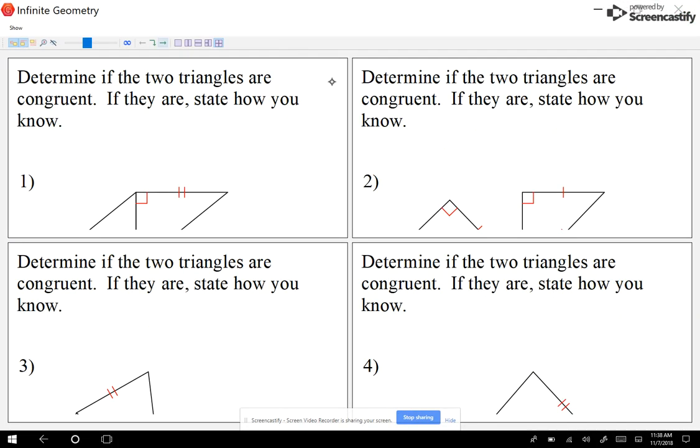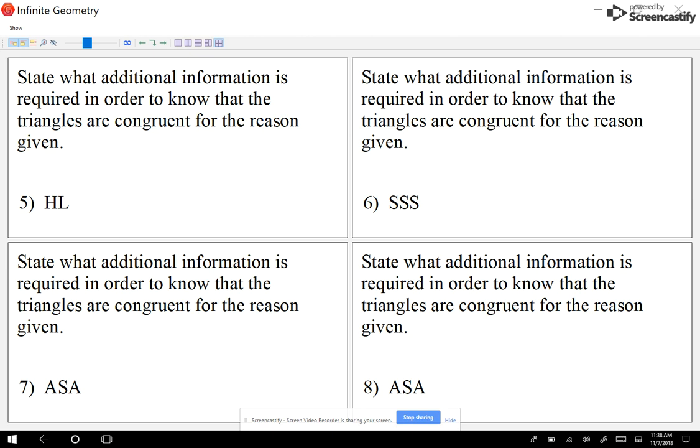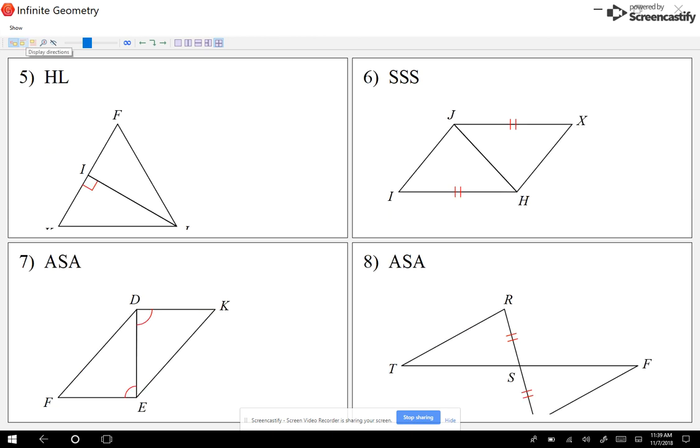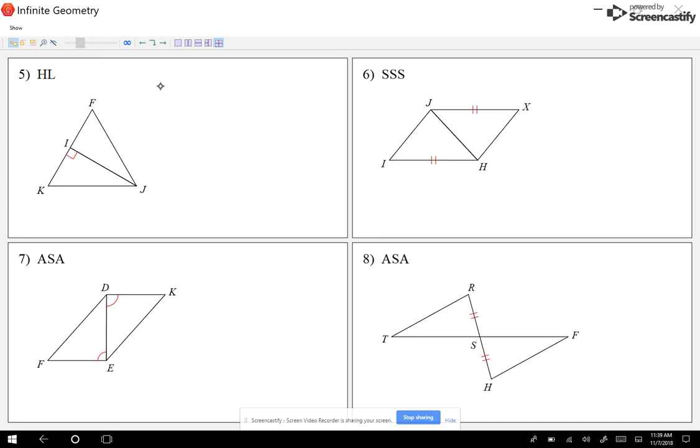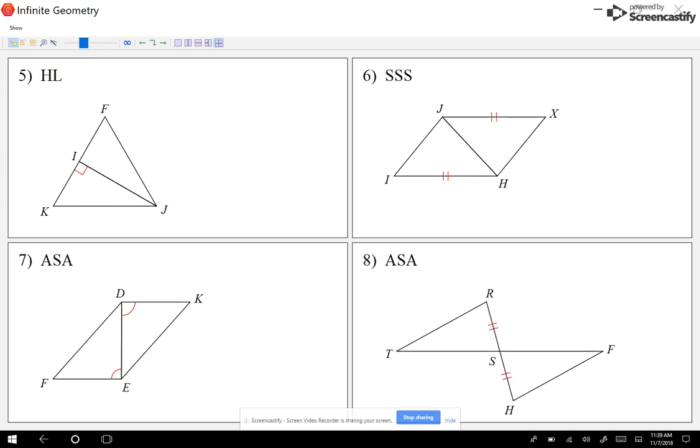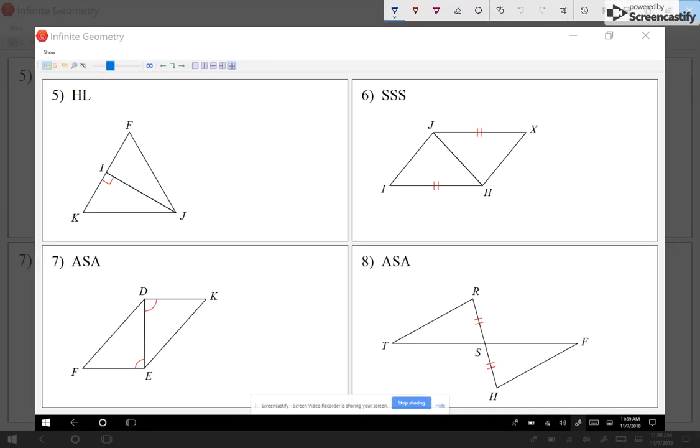Then, I'm going to do examples 5 through 8. State what additional information is required in order to know that the triangles are congruent for the reason given. So I'm going to tell you that they have to be congruent. I'm giving you guys a rule. From the three markings you're supposed to have, you have two of them. So I'm going to do them in red. You have two of them. I'm asking which one is not given.